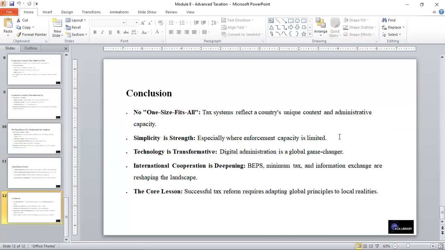In conclusion, no one size fits all, as a tax system reflects a country's unique context and administrative capacity. Simplicity is a strength, technology is transformative, international cooperation is deepening, and successful tax reform requires adapting global principles to local reality.